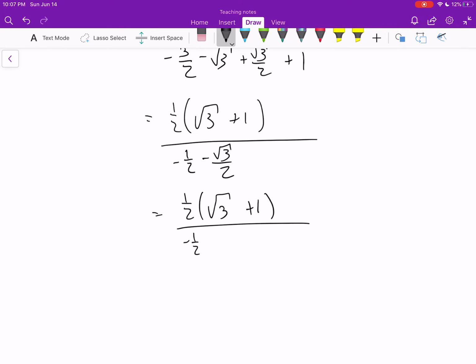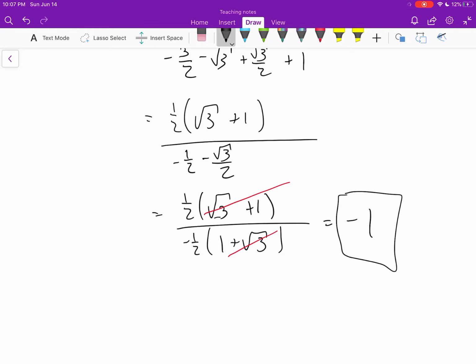So if I factor out a minus 1/2, I'm going to get 1 plus square root of 3. These are the same top and bottom here. They cancel, so I get 1/2 over negative 1/2. This is negative 1. And that's my answer for the first one.